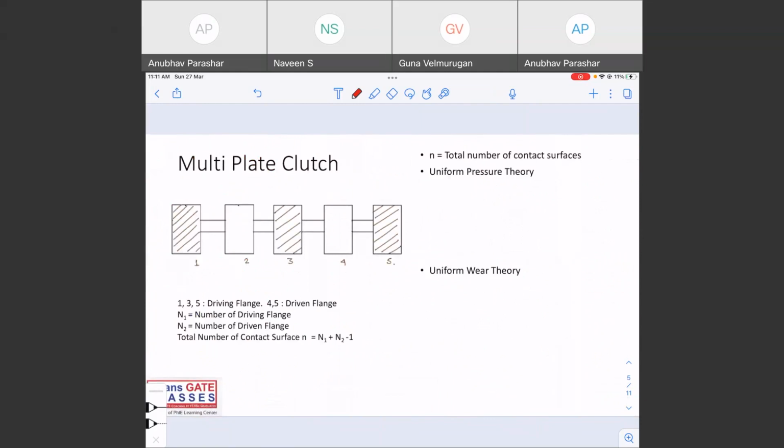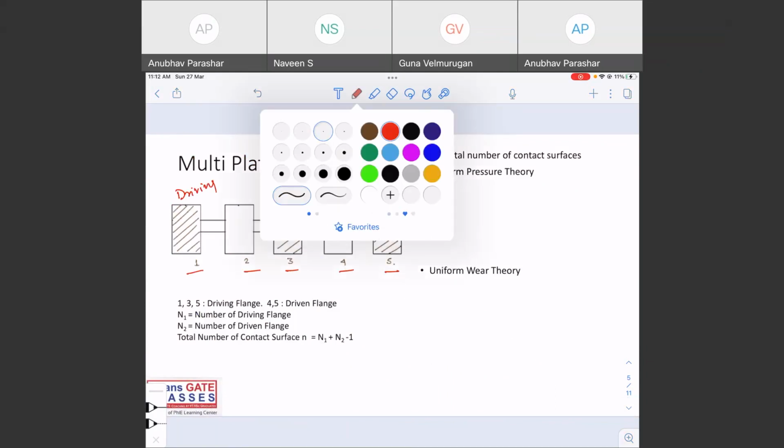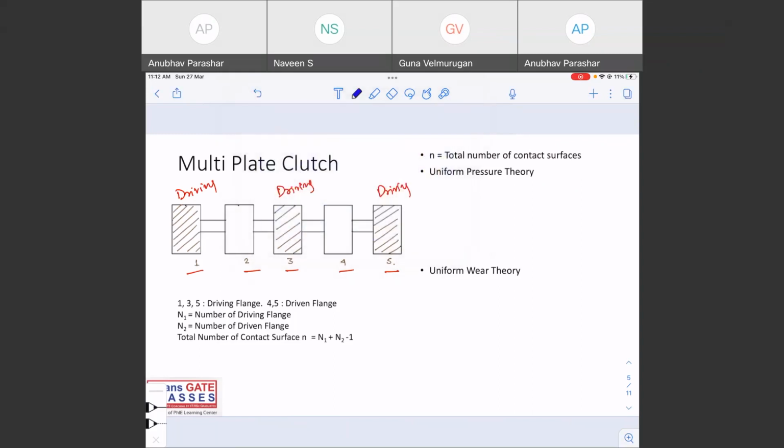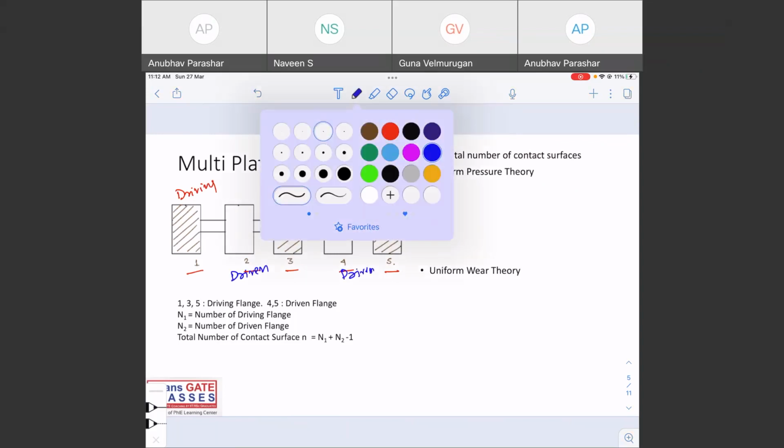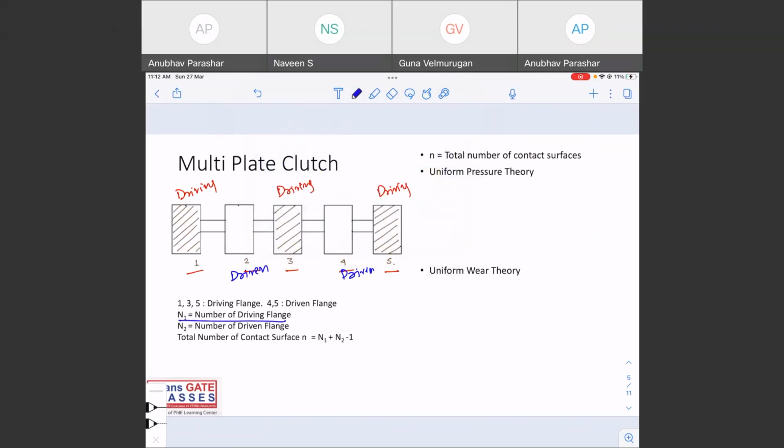So you can see 1 2 3 4 5. There are 5 clutch plates. 1, 3, 5 are driving flanges. Then 2 and 4 are driven flanges. If N1 is the number of driving flanges and N2 is the number of driven flanges, this will be given in your question.